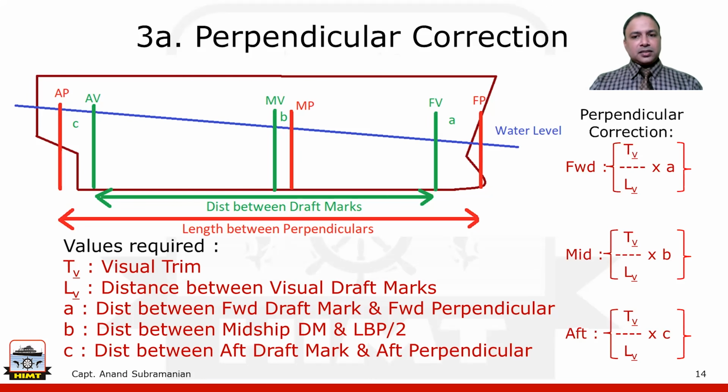Once we have that in place, the perpendicular correction is very simple. We have a factor which is TV by TL, which is common for all the draft marks. This TV by TL is then multiplied by A for the forward correction, by B for the midship correction, and by C for the aft correction. So by doing this simple calculation, TV by LB multiplied by the distance between the visual and the perpendicular, we can get the individual perpendicular correction.